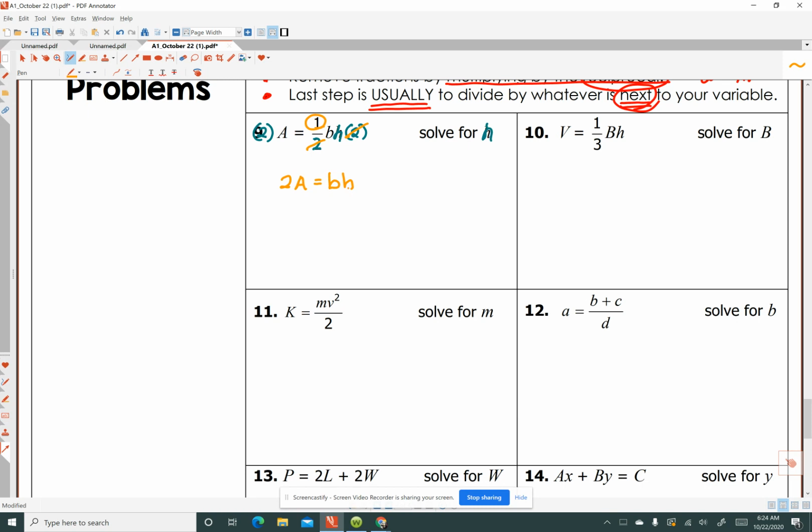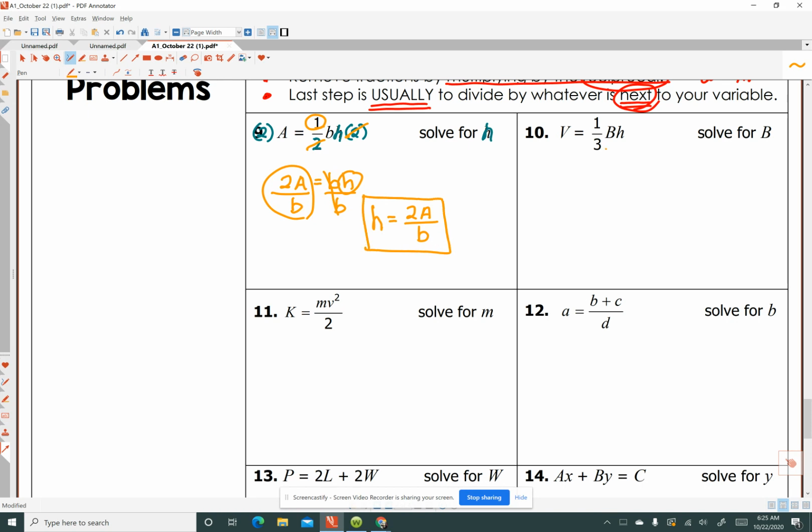Remember, we're solving for h. So what is happening to h? It's being multiplied by b. So I will divide out b. And I have my h isolated. Now, all of this cannot be simplified, this left side of the equation. So I just rewrite it. That's my answer. H equals 2a divided by b.